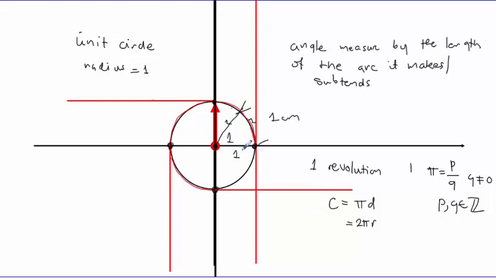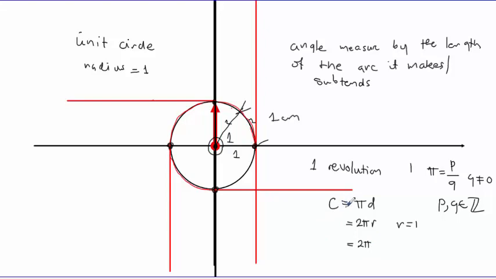Now, if this circle is a unit circle, which means here r is equal to 1, then the circumference is what? It is 2 pi. Yes or no? The circumference starts here and goes right round and comes back there. But we've just said something here: angle is measured by the length of the arc it subtends. Then a revolution, a total angle of revolution like that, subtends an arc which is the circumference.